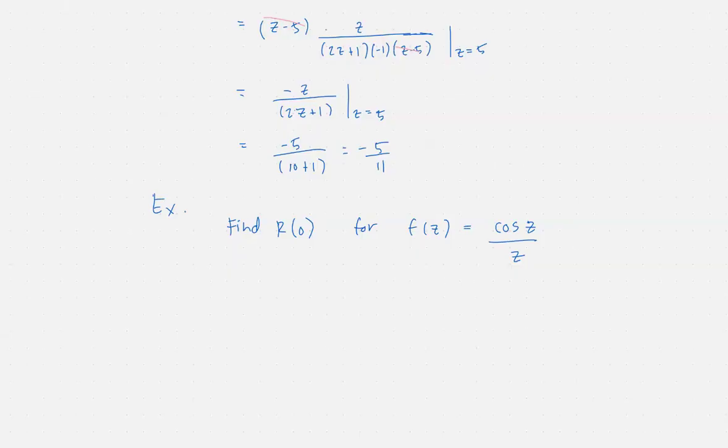So using our method, r sub 0 or r of 0, remember, it should be z minus c sub 0. But since c sub 0 is 0, it's just going to be z. Then multiply it with f of z. It's going to be cosine z over z. We can cancel out z. Then we evaluate at z equals 0. We have cosine z evaluated at z equals 0, and cosine 0 is just 1. So that is the residue for this case.